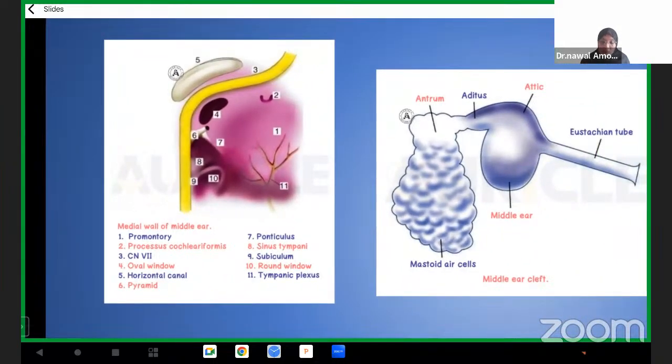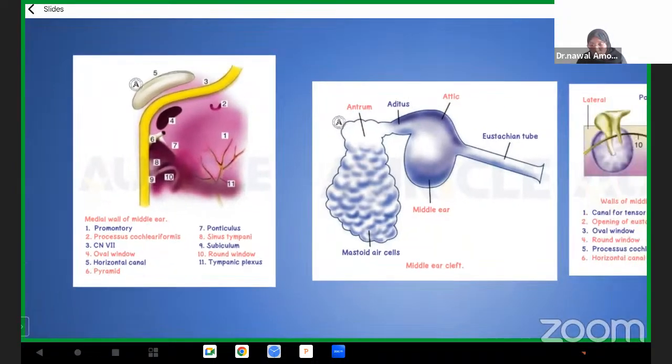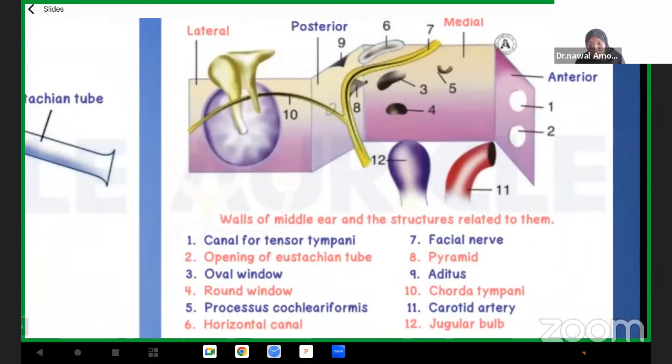Okay. And now in the medial wall of the middle ear, if you can see the yellow coming down, it's the 7th cranial nerve. That's the facial nerve. All right. So above the facial nerve, you have a horizontal canal, the round one, the 5th one. And below it, the 4th one, you have an oval window. Here you can see the 4th point is the oval window. All right. And the 6th one is the horizontal canal. The 7th one is the 7th cranial nerve. So this is how the medial wall looks.